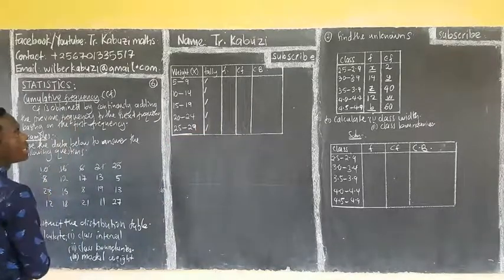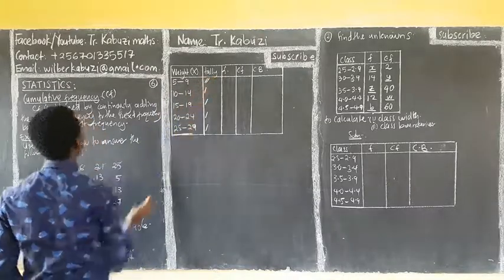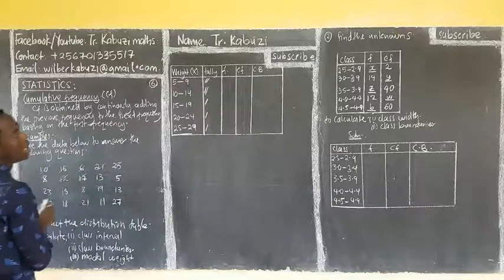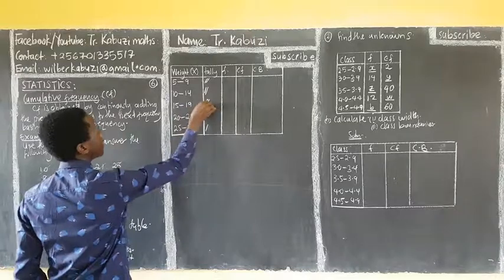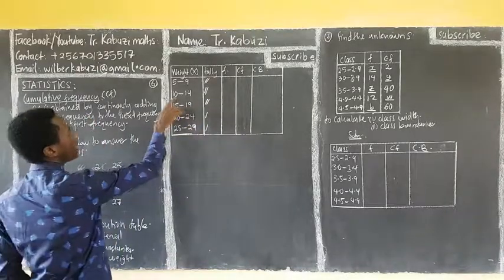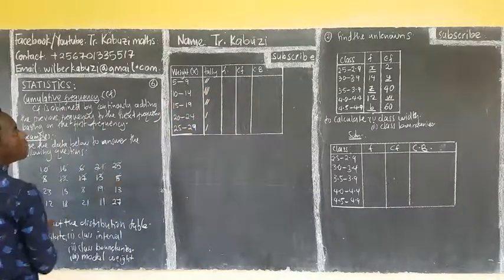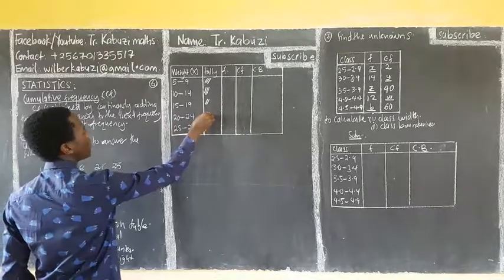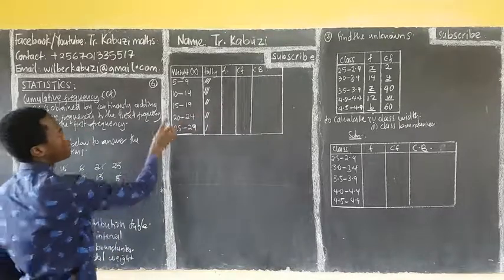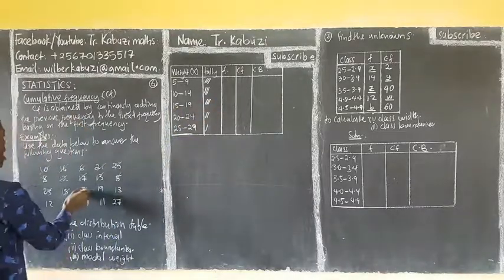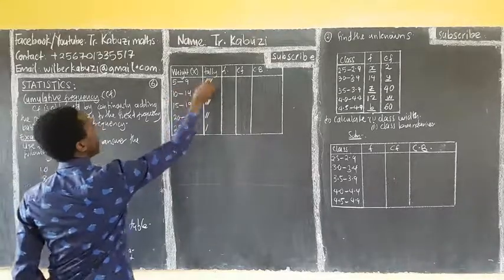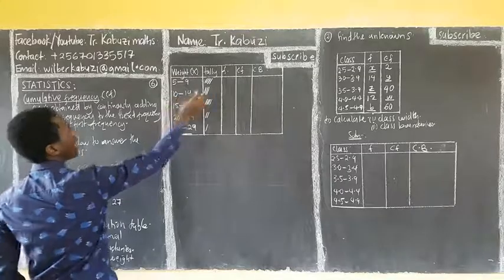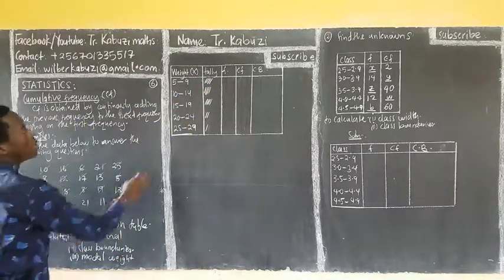Then when I cancel 8, 8 is falling between 5 and 9. This is where my 8 is. Then my 12 is between 10 and 14. Then 17 is between 15 and 19. Then 13 is between 10 and 14. Then 5. 5 is here in this class. When I come now to 23, 23 is between 20 and 24. Then 15. My 15 is between this and that. Then my 8 is here. When I come now to 19, 19 is falling here. When I come to 13, it's between 10 and this, this is my 13. When I come to 12, 12 is here also.